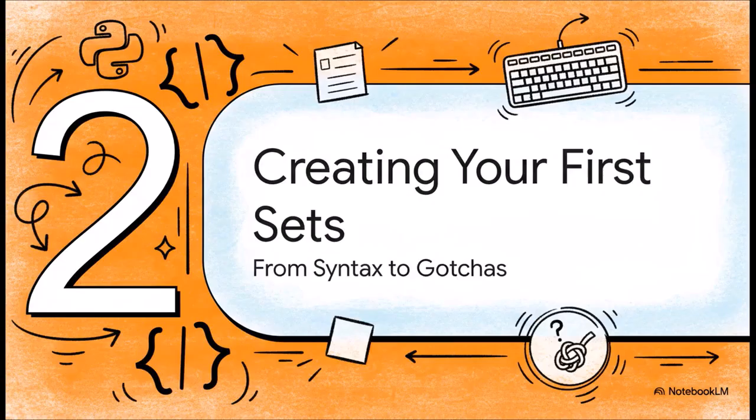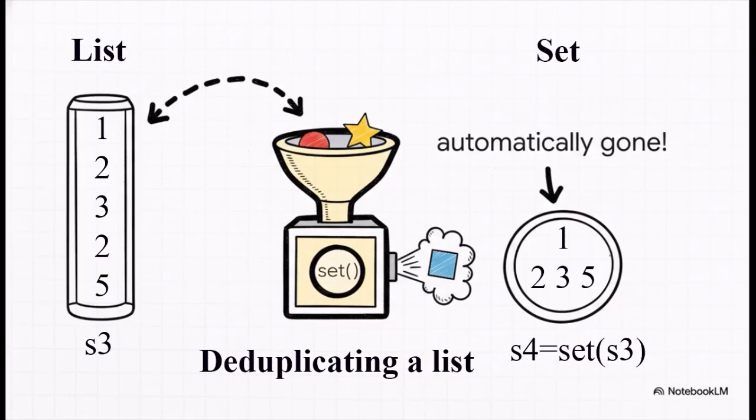All right, enough theory, right? Let's actually write some code. It's time to create our very first sets, and I'm also going to show you a super common pitfall you'll want to avoid. And boom, this is how we solve that problem from the beginning. Look at this. We start with a list, S3, and it's got a duplicate 2 in there. Then we just pass that list to the set function. It's like magic. Python just automatically tosses out that extra 2, and what we're left with, S4, is a clean set with only the unique numbers.